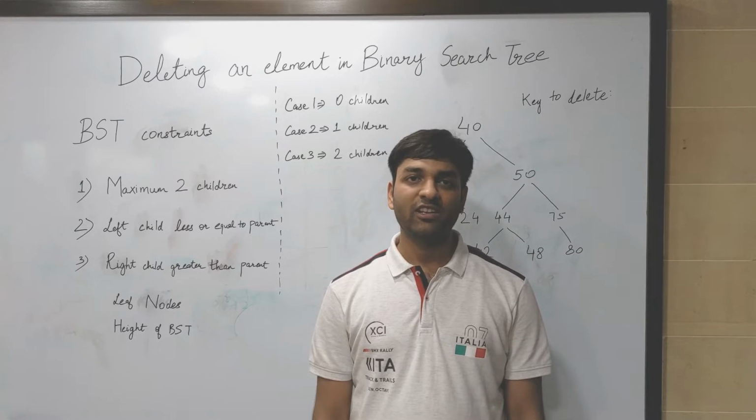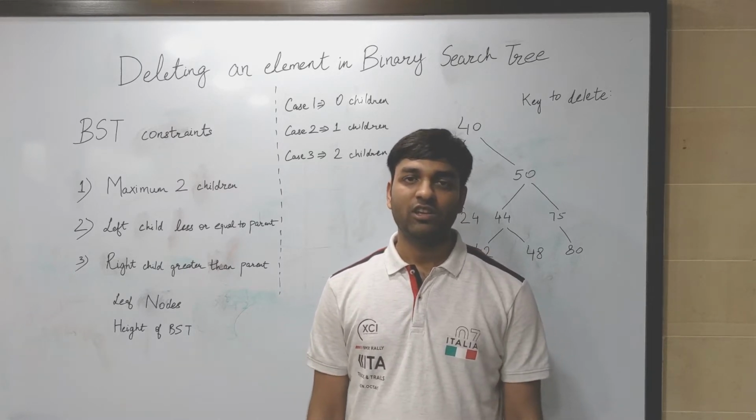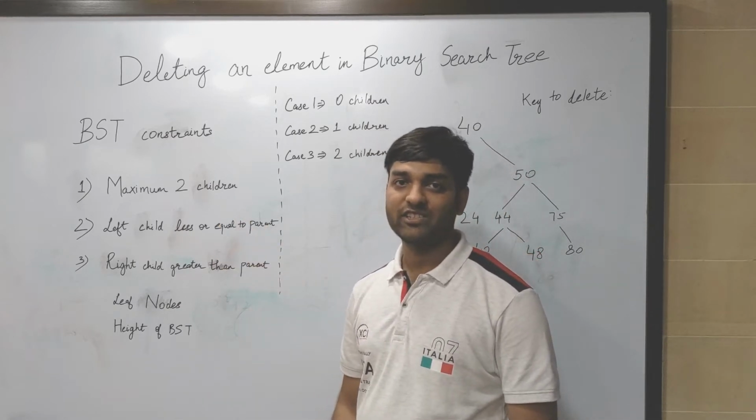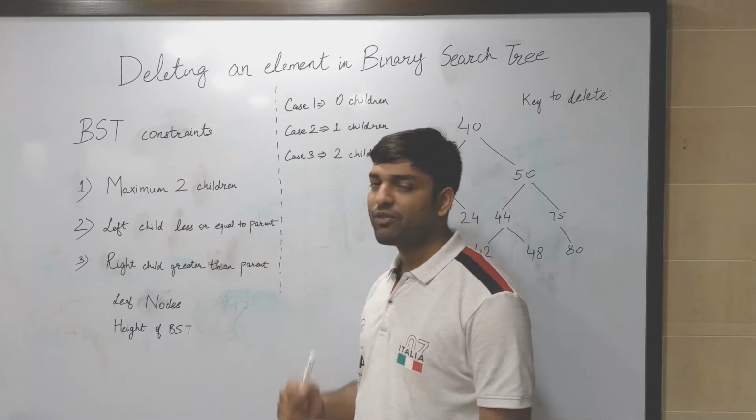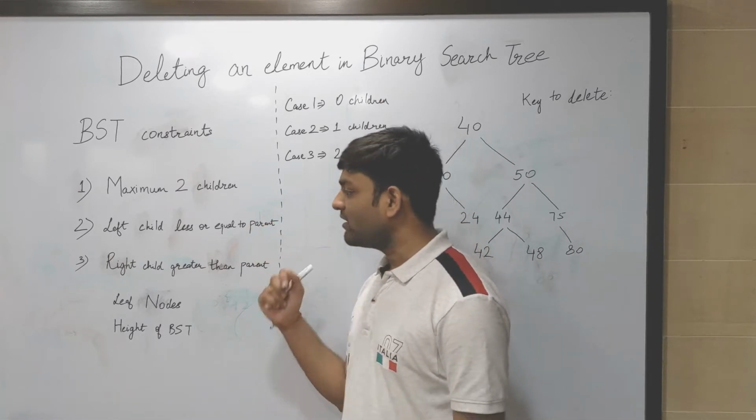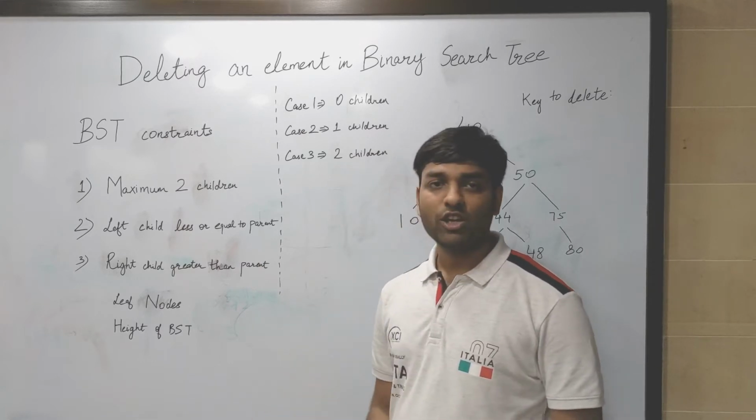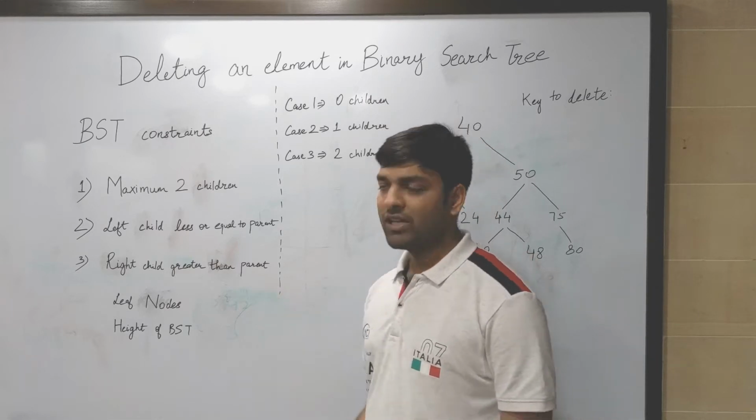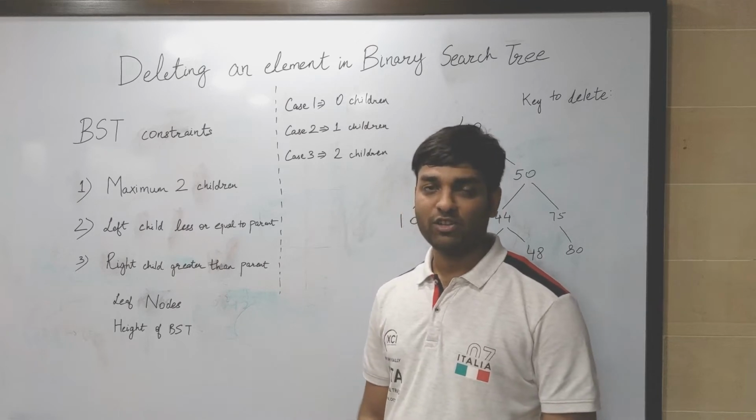But before diving in, let's look at what is a binary search tree, or BST in short. A BST is a data structure which follows these three constraints. First, every node in a BST should have a maximum of 2 children. Second, the left child should be less than or equal to the value of the parent node. Third, the value of the right child should be greater than the value of the parent node.